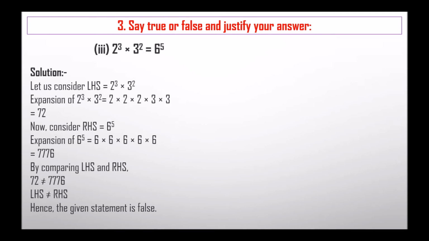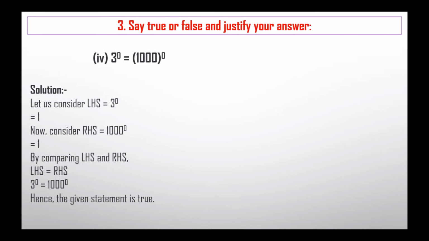2 cube into 3 square equals 6 raised to 5. First we will consider LHS, that is 2 cube into 3 square. So 2 cube into 3 square is 72. On the RHS, 6 raised to 5 is 7776. So both are not equal, so the statement is false.